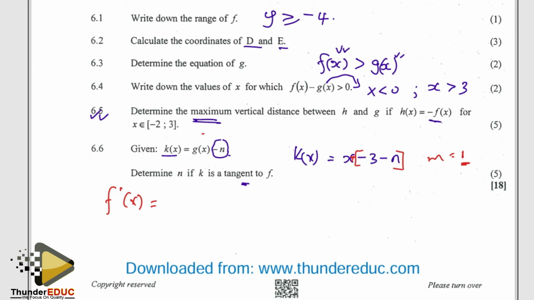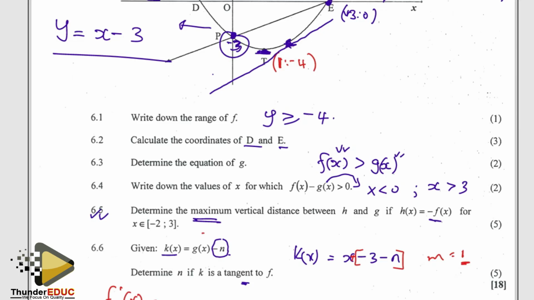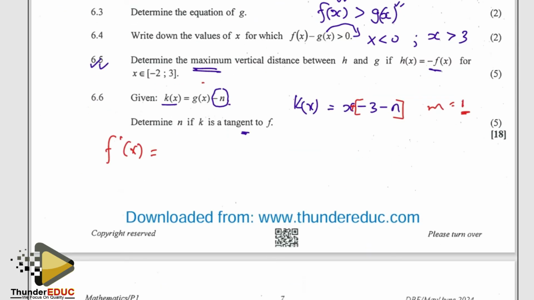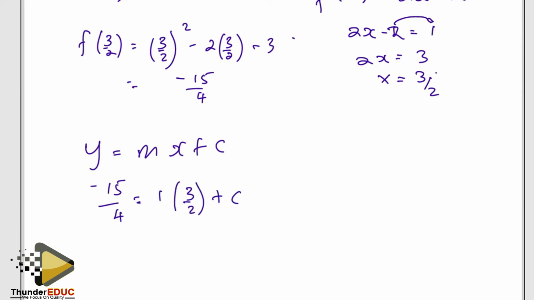I'll pretend to be ignorant about the original equation and deal with the new equation of the tangent. So I'm going to use y is equal to mx plus c. Remember, we agreed that the gradient has to be 1. So negative 15 over 4 is equal to 1 times 3 over 2 plus c. I'll move this that side. Negative 15 over 4 minus 3 over 2 is the same as c. My c is becoming negative 21 over 4.